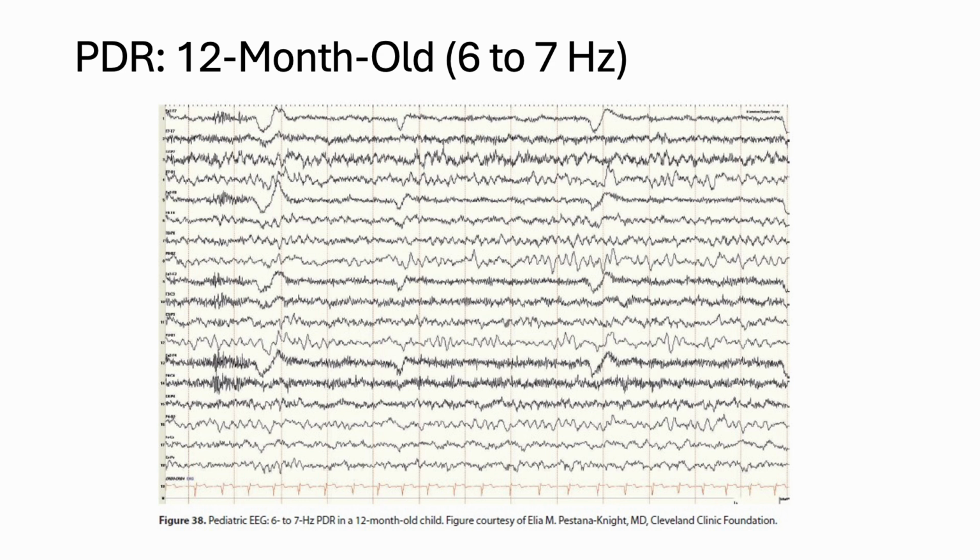This is the PDR of a 12-month-old, which ranges between 6 and 7. So in just 1 month, children may increase their PDR by 1 hertz. Let's see. 1, 2, 3, 4, 5, 6. Yep, just has it.